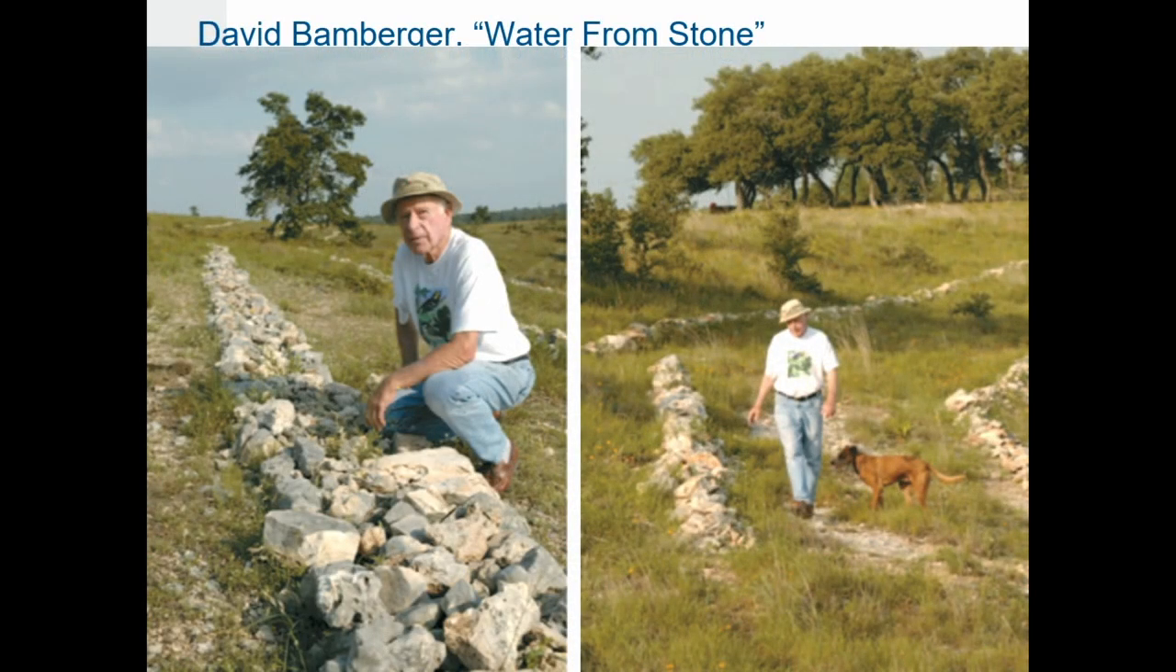So this is a gentleman I always try to highlight in my talks. His name's David Bamberger. If you search water from stone, you'll find a presentation, a little video he did, where he was trying to restore land in the hill country, but he bulldozed and burned all of his trees. Then he's like, oh crap, I need to slow the water down. So what's he using? He's now using stones. So he's laying stones on contour to slow, spread, sink, soak, and store water in the landscape.